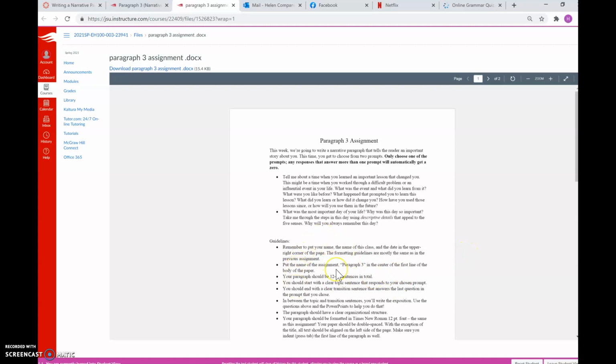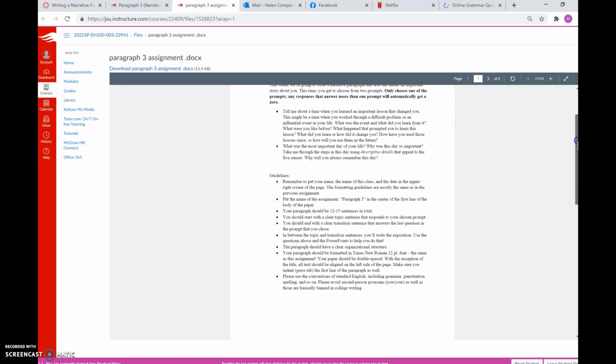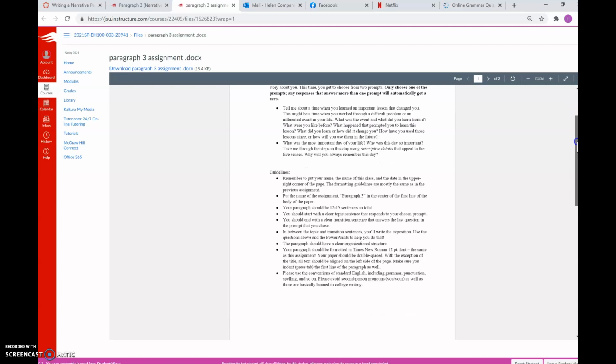The paragraph should be 12 to 15 sentences in total. If you want to go over a little bit on this one, you can. Sometimes it helps to provide a little bit more detail on these. Start with a clear topic sentence that responds to your chosen prompt. End with a clear transition sentence that answers the last question in the prompt you chose. In between the topic and transition sentences, you'll write the exposition. You can use the questions above and the PowerPoints to help you do that.